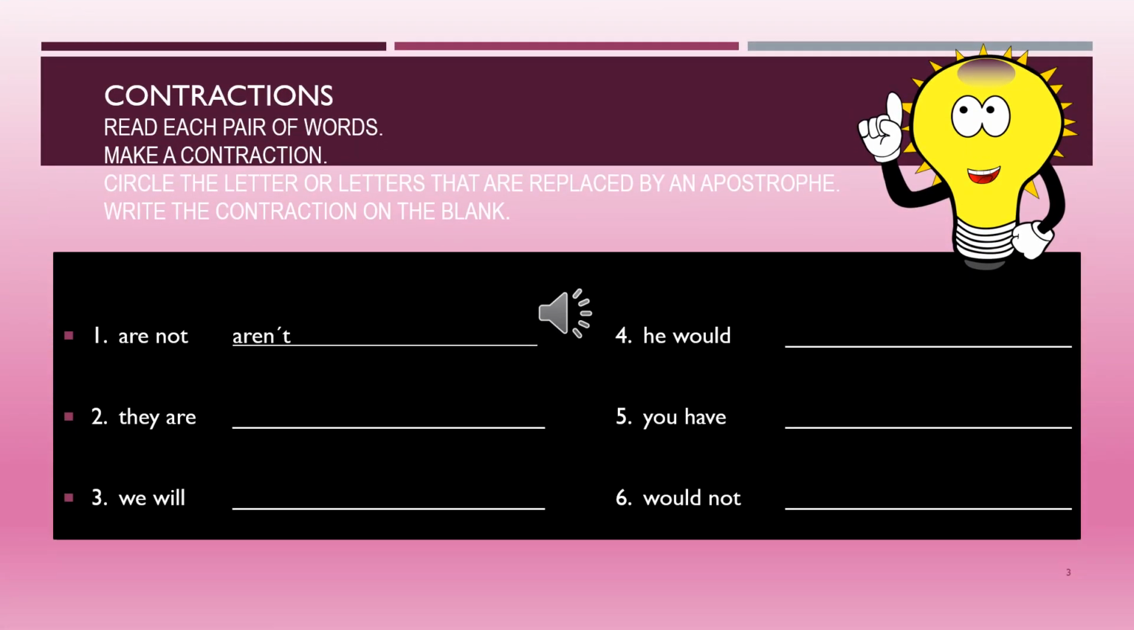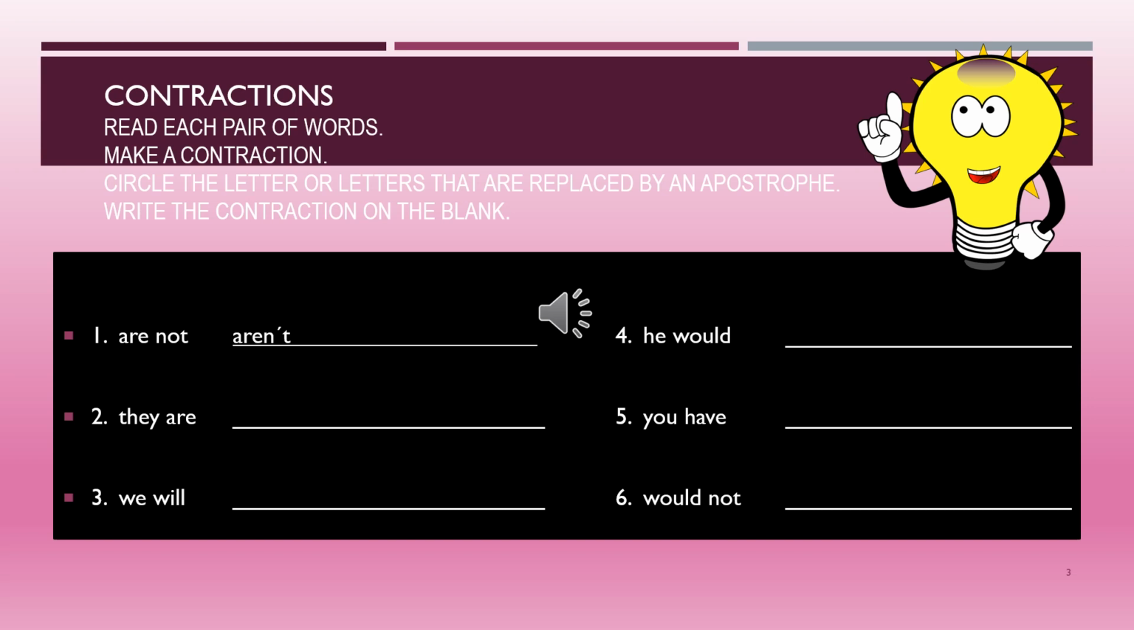Okay, look at the bottom of your page. It's page number 3. Read the instruction for page number 3. Read each pair of words. Make contraction. Circle the letter or letters that are replaced by an apostrophe. Write the contractions on the blank. Make sure that you follow all the instructions when you complete the exercise.